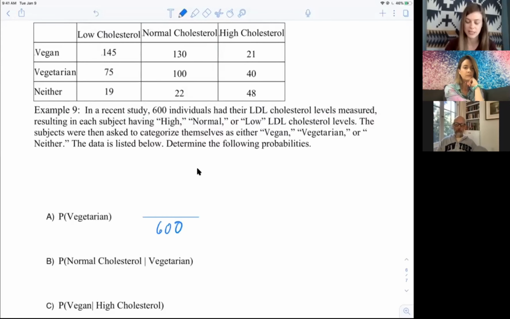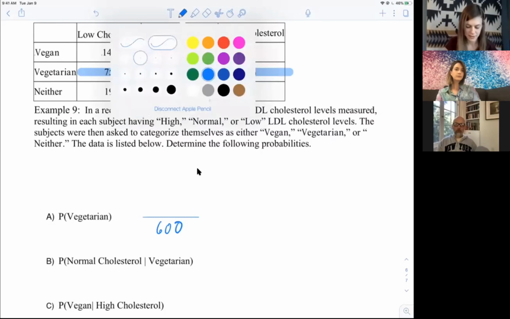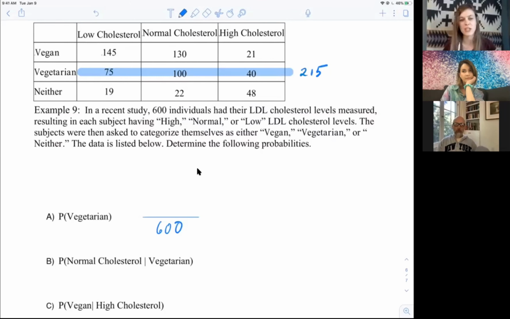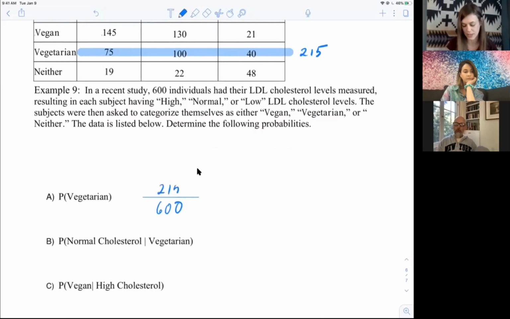So when we look at this table, the number of vegetarians is going to be represented. So we would need to add up all 215. 215. Right. So the probability that somebody is vegetarian would be 215 out of 600. And if we make that into a decimal, that would be about 0.35833. So we have about a 36-ish percentage.